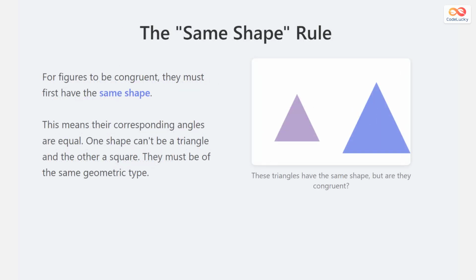Let's break that down. The first part of our definition is same shape. This means the figures must be of the same type, like two triangles or two squares. Their corresponding angles must be identical. A figure that is just a larger or smaller version of another has the same shape, but that's only half of the story.